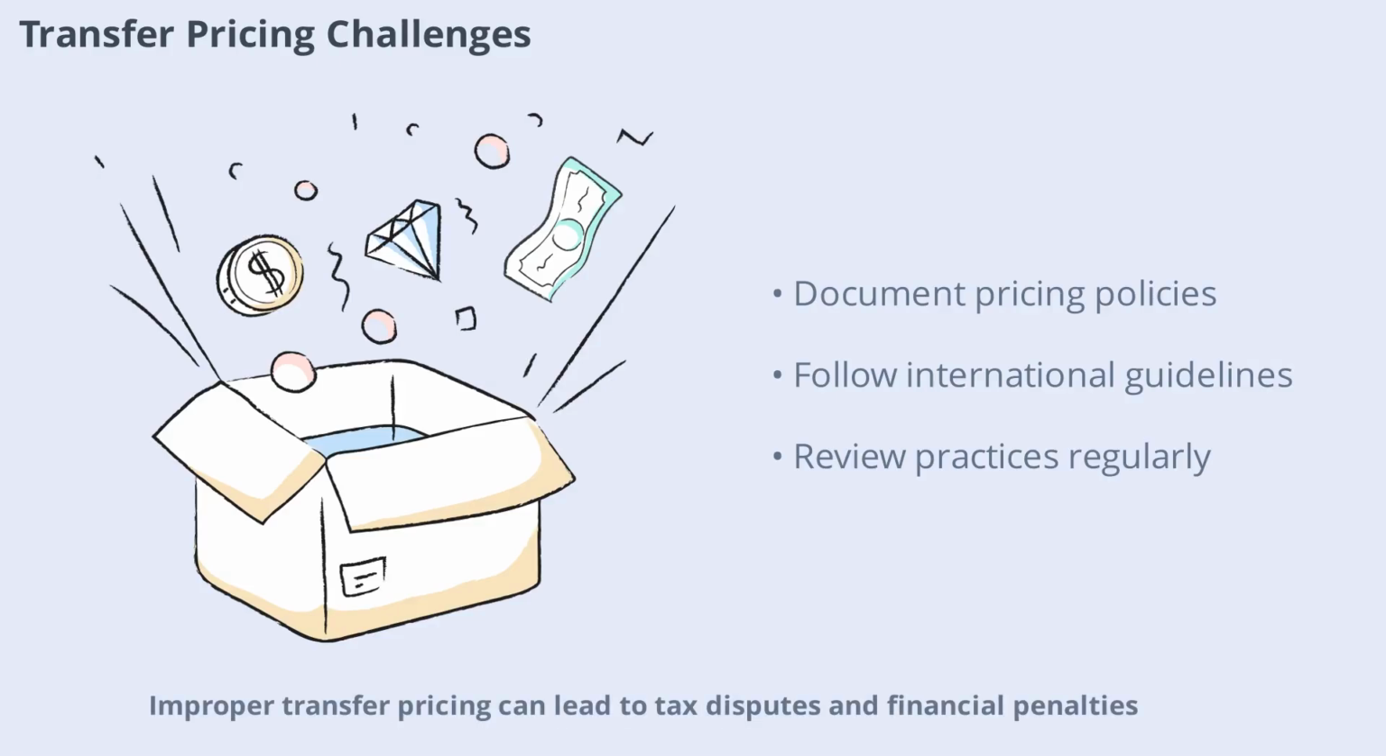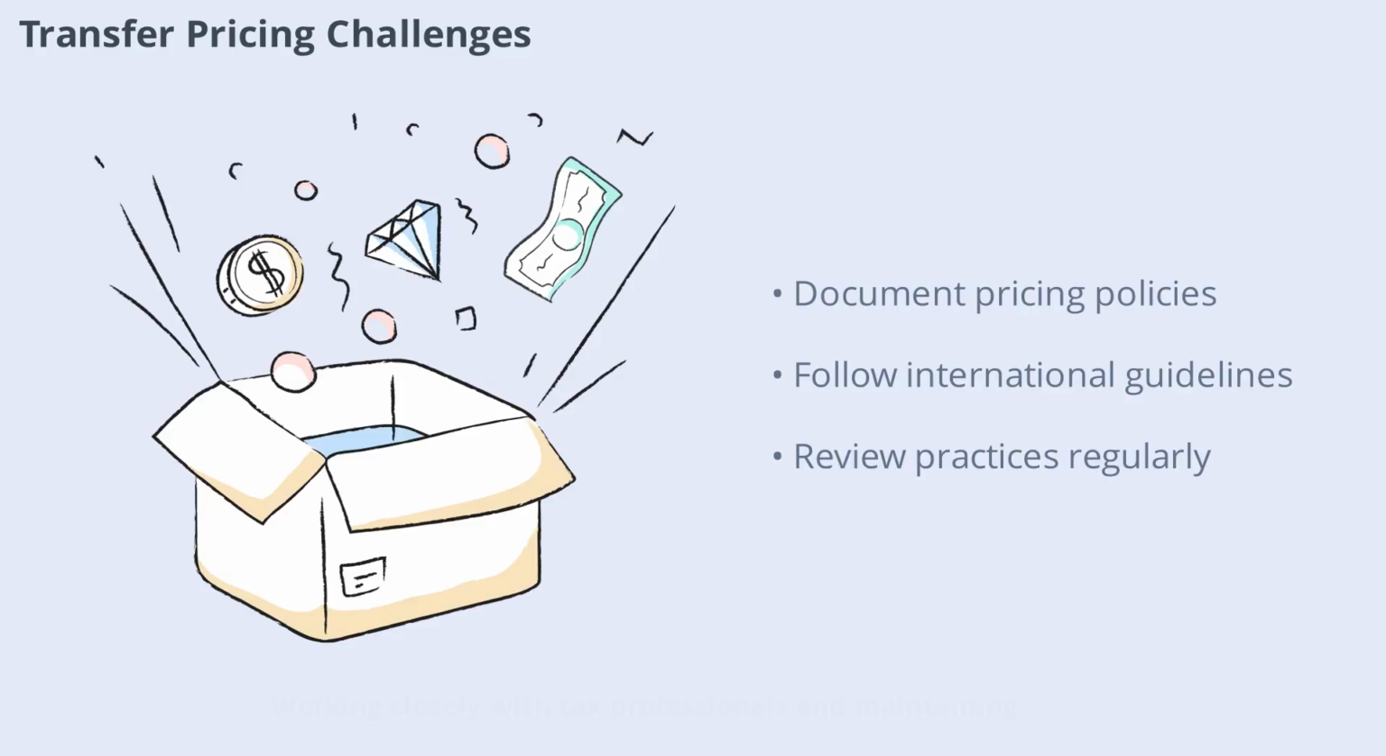Improper transfer pricing can lead to tax disputes and financial penalties. To manage this risk, companies must document their transfer pricing policies, ensure they are consistent with international guidelines, and regularly review their practices. Working closely with tax professionals and maintaining clear records can help avoid regulatory issues.